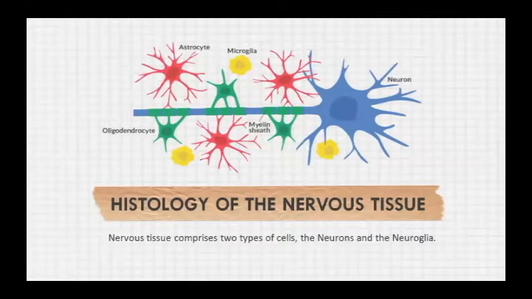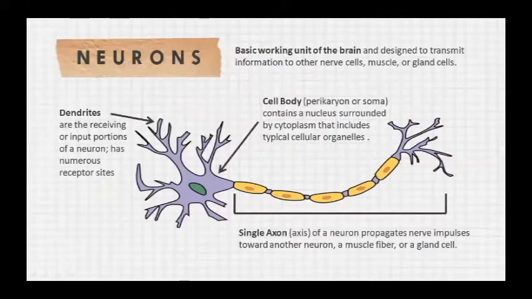So, first, nervous tissue is composed of two types of cells, the neurons and the neuroglia. It may somehow be confusing because if we reminisce our junior high school, we are only introduced to one nerve cell, which is the neuron. But this time, we are introduced to the neuroglia, which is the other type of nerve cells. So let's start with the neurons. As we all know, neurons are the basic working unit of the brain, designed to transmit information to other nerve cells, muscle, or gland cells.